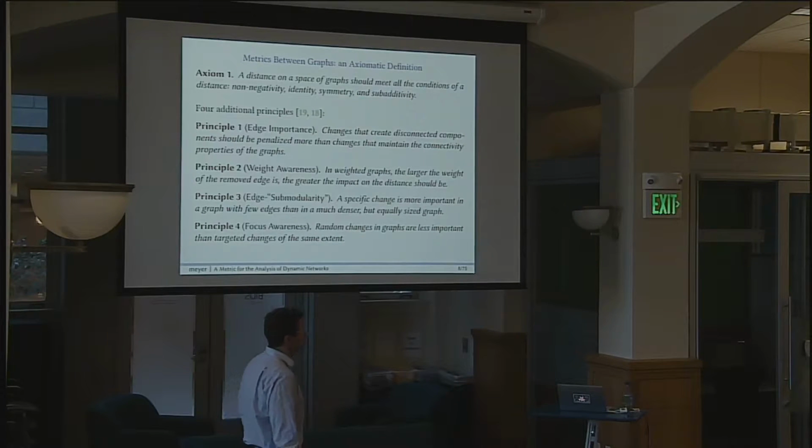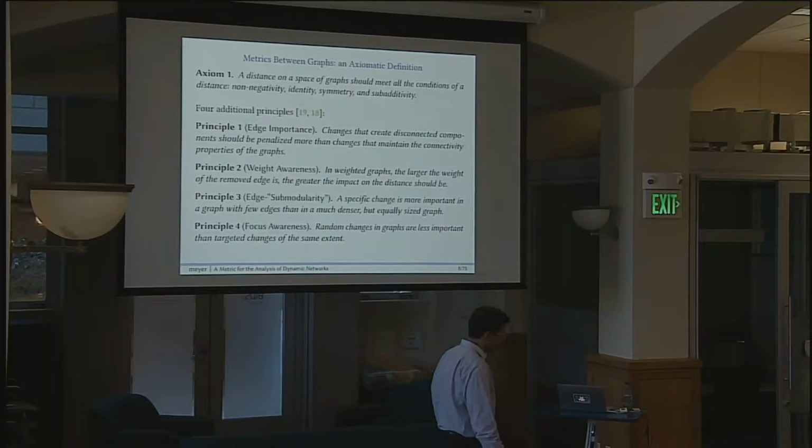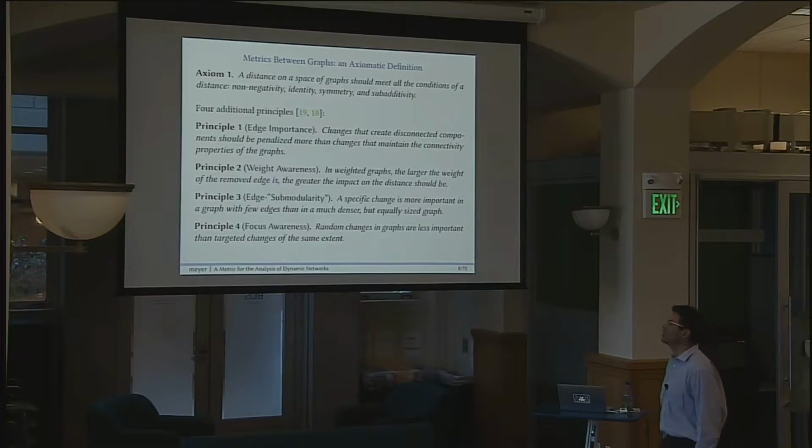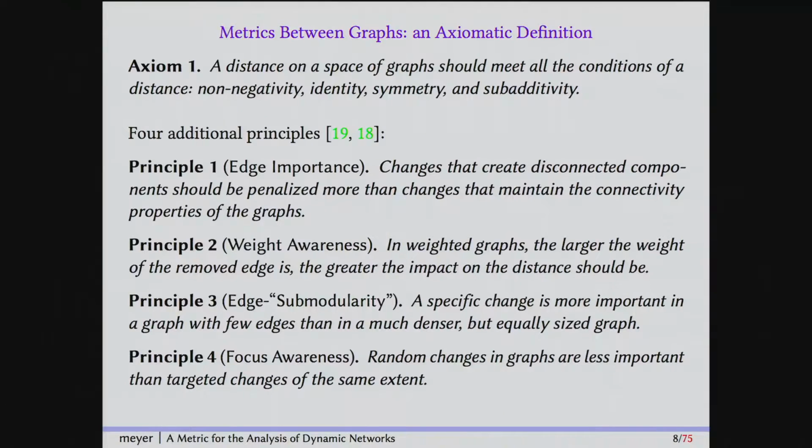Then the third principle is an interesting one, is that we should pay more attention to edges, in some sense, that are in graphs that are fairly sparse. So if we have the sparsest graph, which is going to be a tree, where you remove an edge, you disconnect the graph, then that notion of distance should really pick up the fact that if you have a very sparse, very thin graph, edges matter.